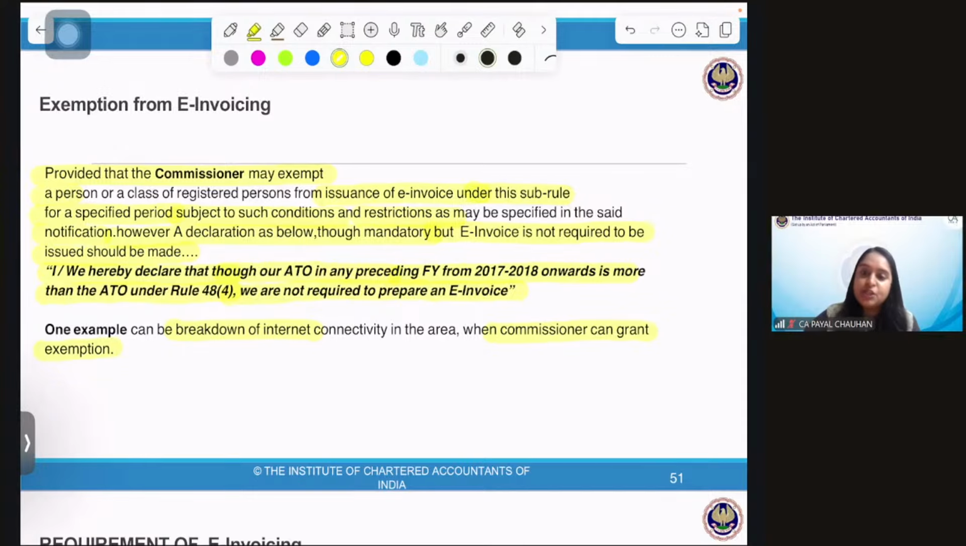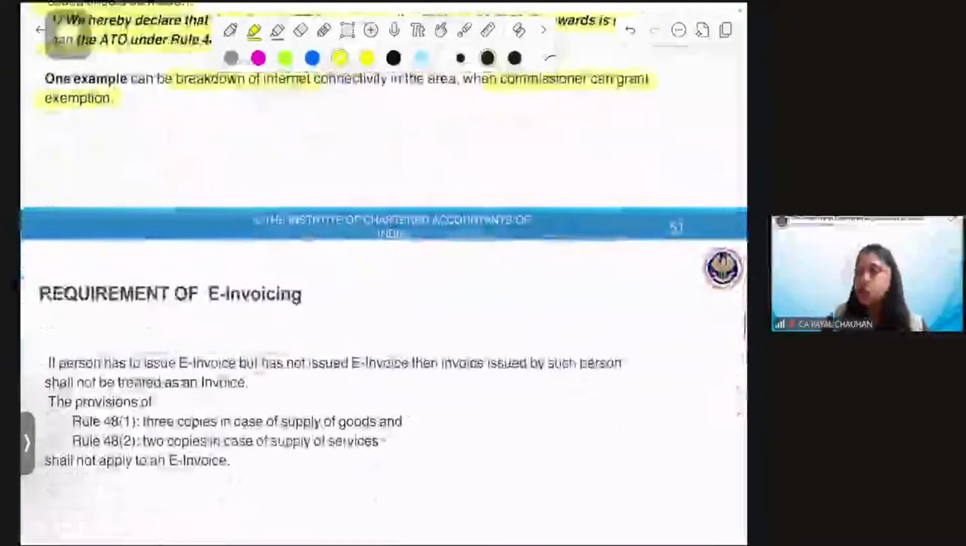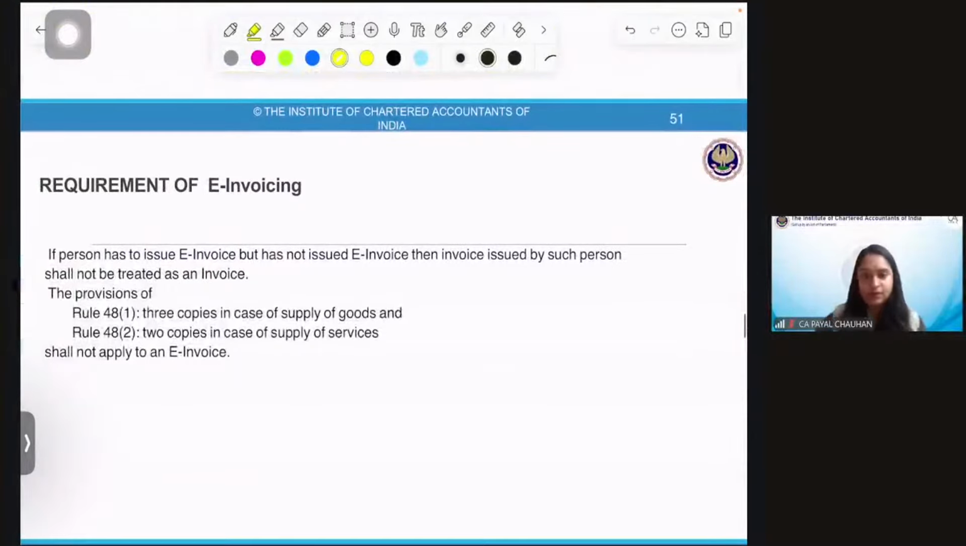In the notification, Adil, it will be given that for so and so period, the exemption will be given due to such and such reason, right? Okay, can I ask you a question? Who had the power to give this exemption? Who has the power to give this? Perfect.